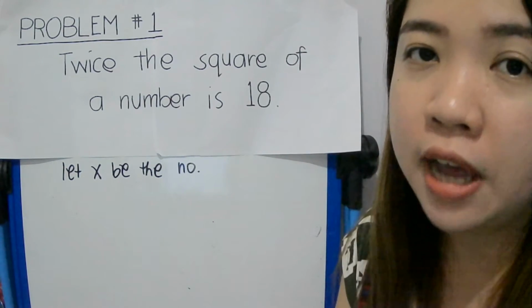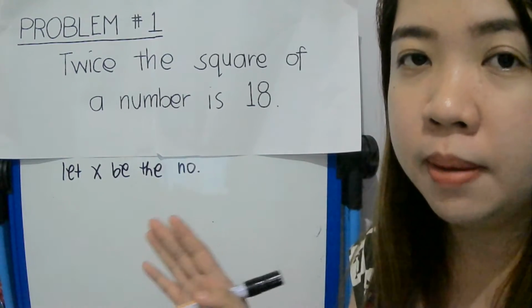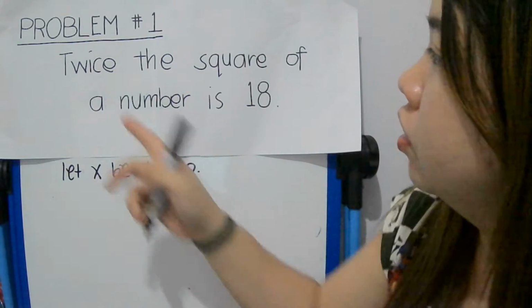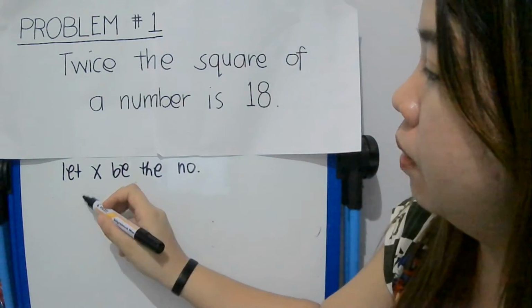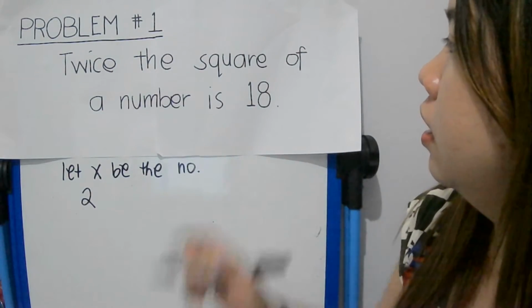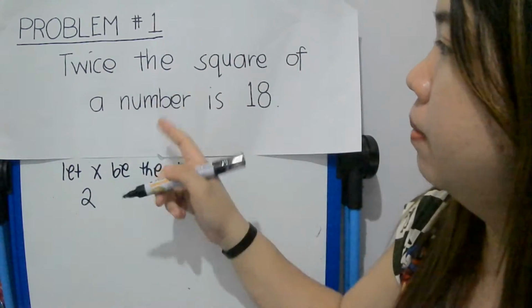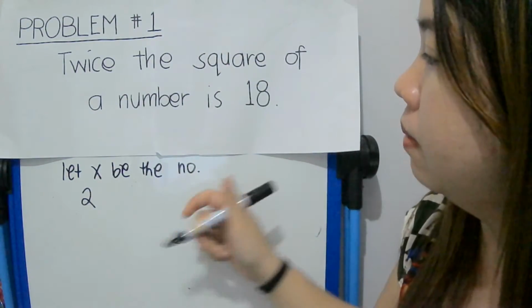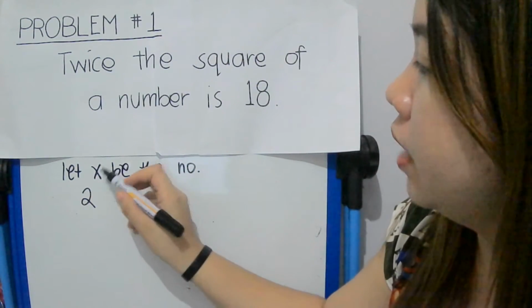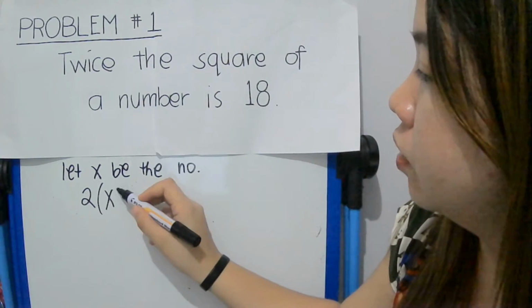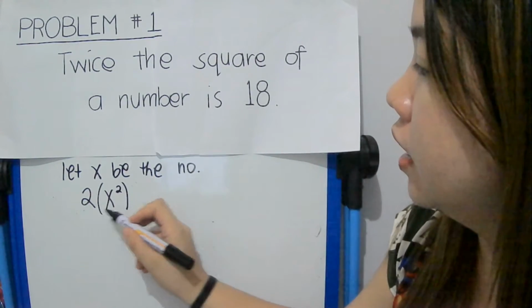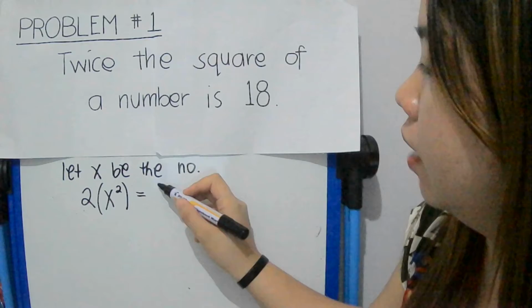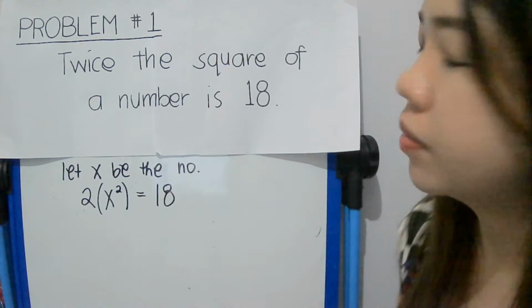And then, we just have to write the problem in mathematical symbol. So, when we say twice, dalawang beses. Ng alin? Square of a number. So, since in our given here, x be the number, yung square daw ni x, so that will be x squared. Yung twice ng square ni x, ang equal daw ay 18.